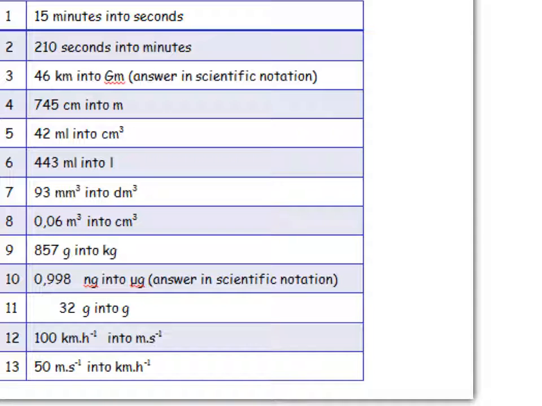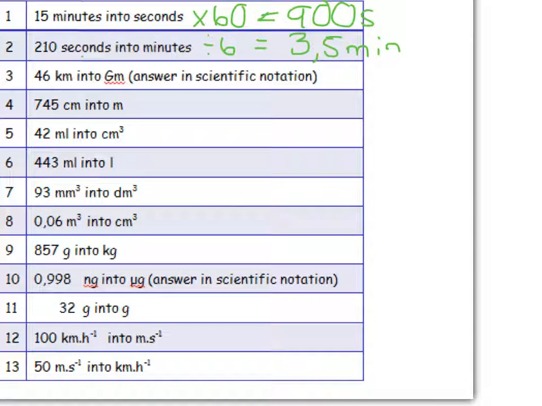If I'm going 15 minutes into seconds, I just need to multiply by 60 and I land up with 900 seconds. That really shouldn't be difficult. And if I'm going from seconds into minutes, then I'm going to divide by 60. And I don't say 3 minutes 30 seconds, I say 3,5 minutes. The reason for that is that they asked for the unit to be minutes, not minutes and seconds.